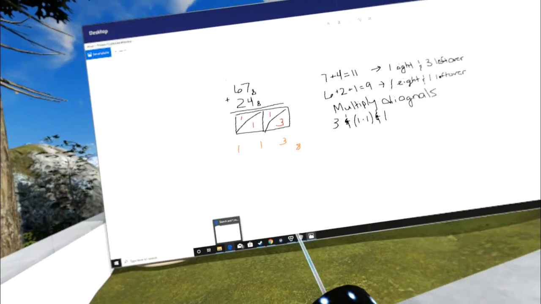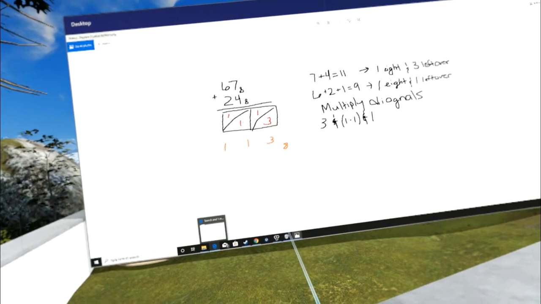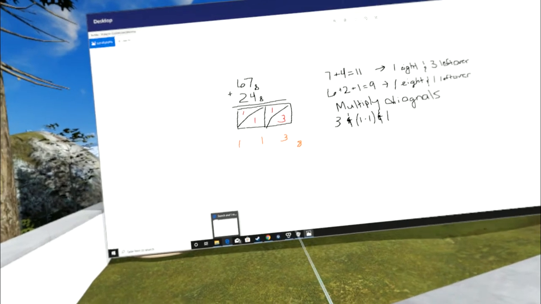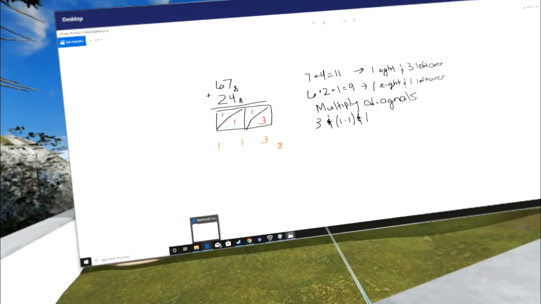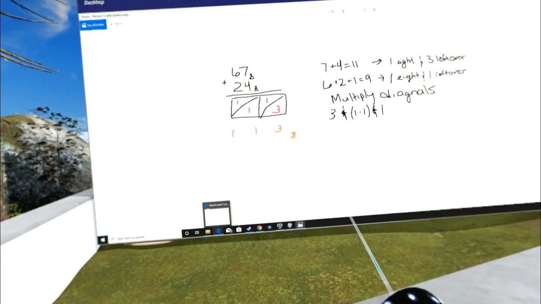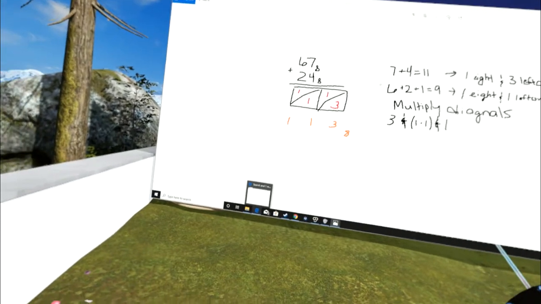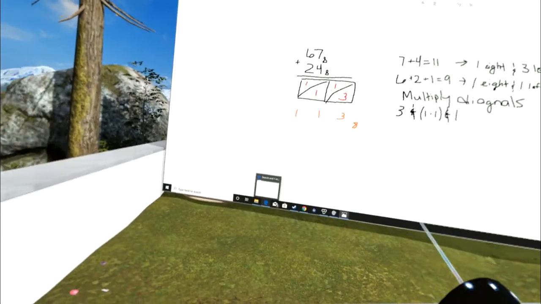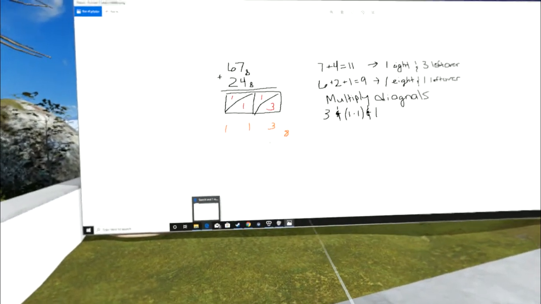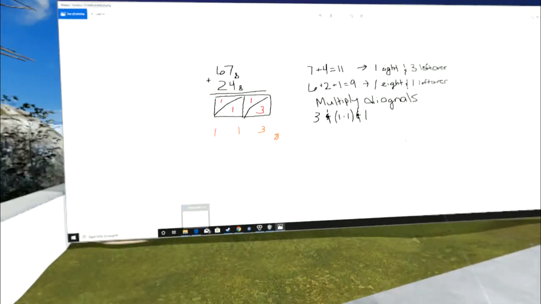Then we have 6 plus that one 8, which gives us 7, plus 2 is 9, so we get one 8 and 1 left over. In order to add this, we do cross-diagonal addition. There's nothing in this slot except for 3. 1 and 1 is 1, and 1 is 1. Basically we just go along the diagonals and write down the answers below. So 3, 1, and 1 is 113 base 8.